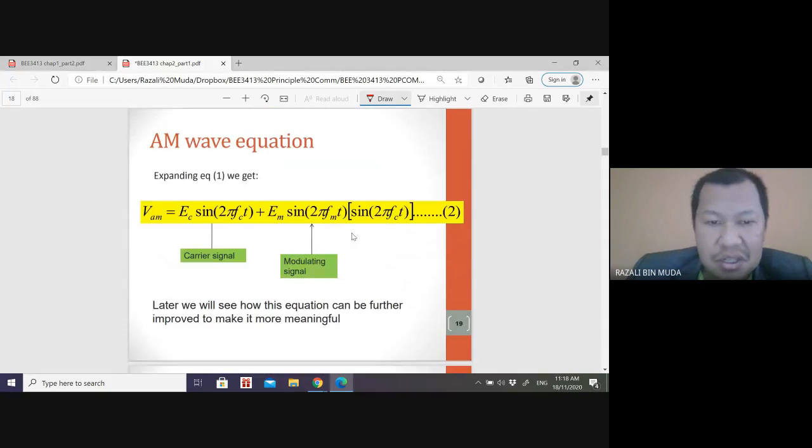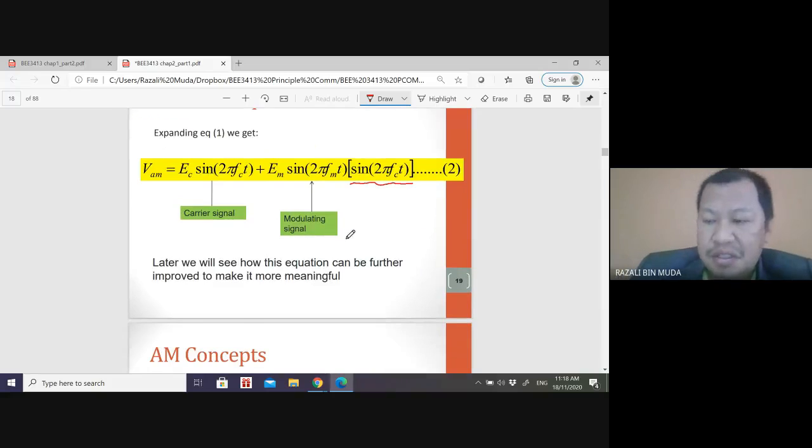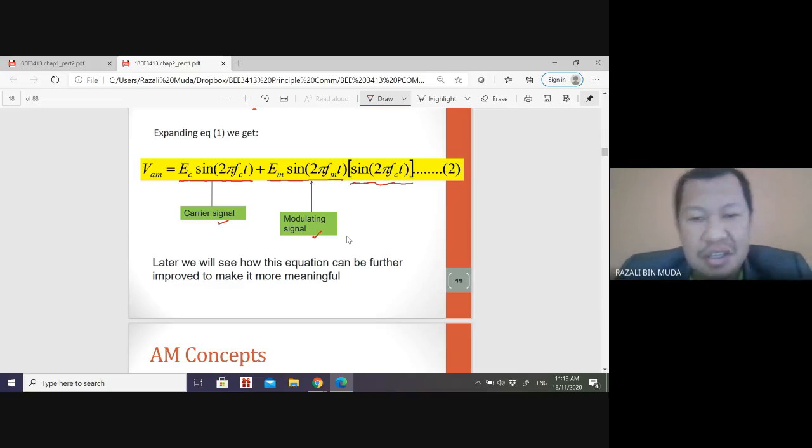Okay, we have this equation: Ec sin 2π fc t plus Em sin 2π fm t. Lepas tu, ada ni. Sin 2π fc t. So, from this equation, we can see clearly that this is the carrier signal and this is the modulating signal. So the AM modulated signal is a combination of carrier signal and modulating signal.